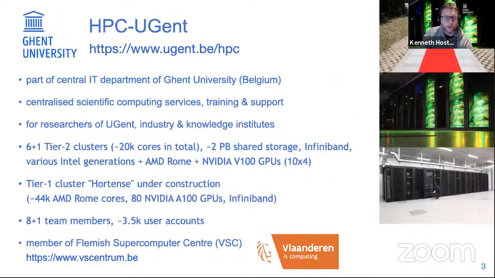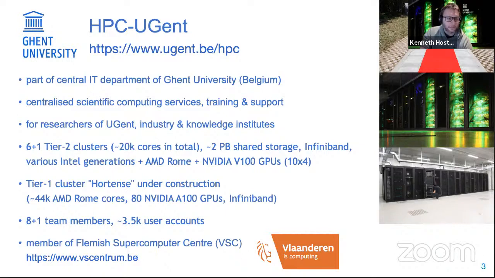A little bit more about HPC Ghent. We are the HPC team that is central to Ghent University. So we help out anyone in Ghent University, or by extension in Flanders, who wants to do scientific computing. We have a fairly small amount of resources, about 20,000 cores in total currently, with a handful of GPUs on the side, and our latest cluster is AMD Rome.